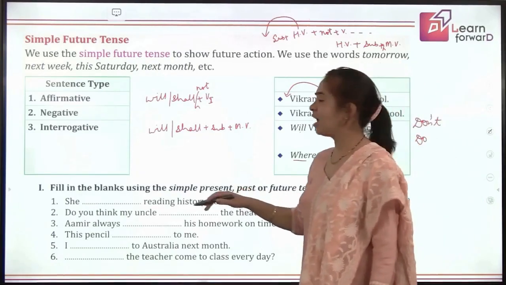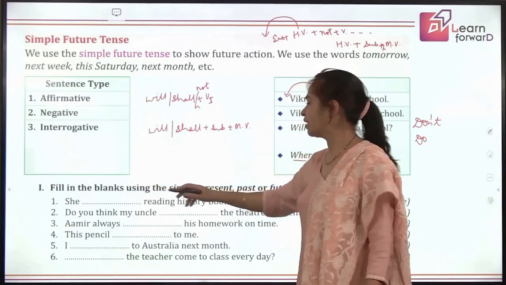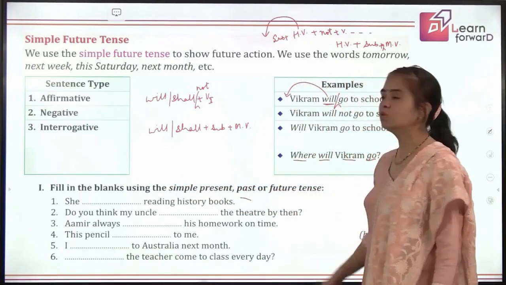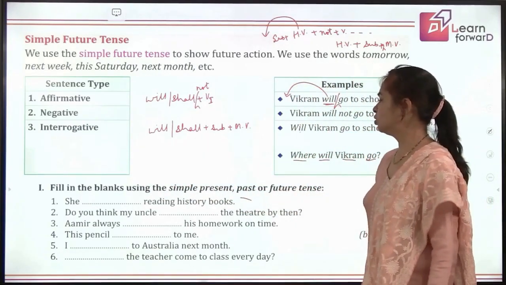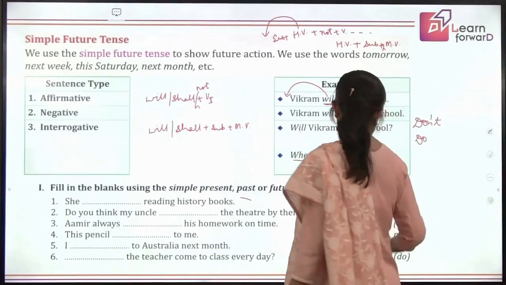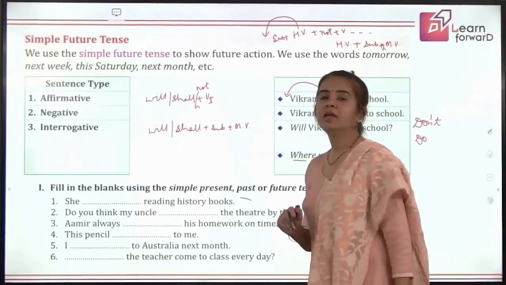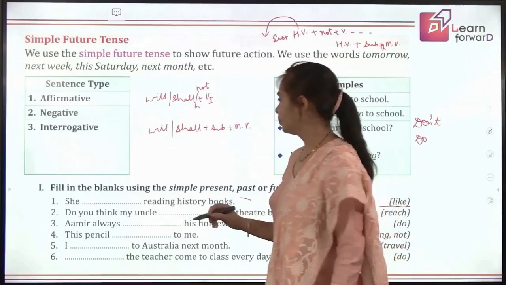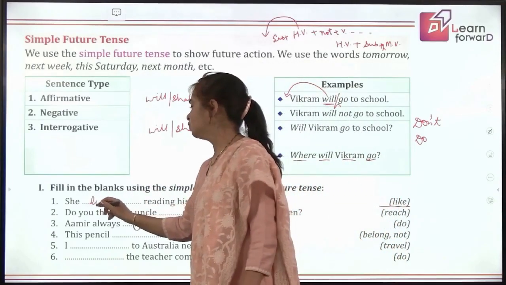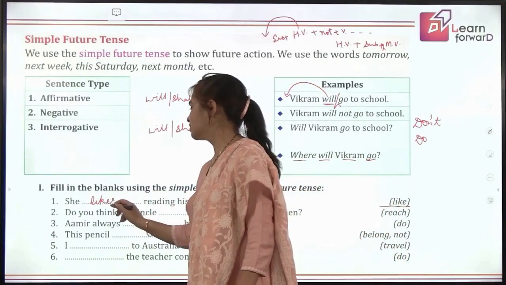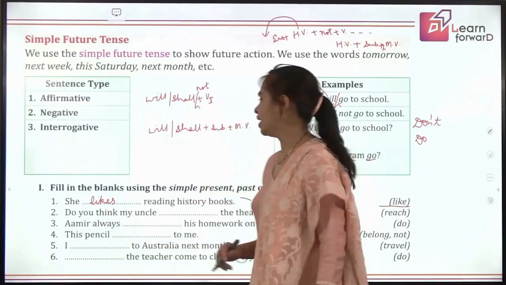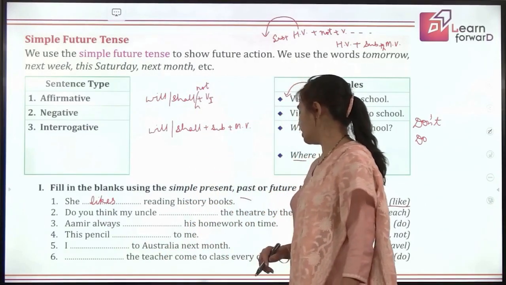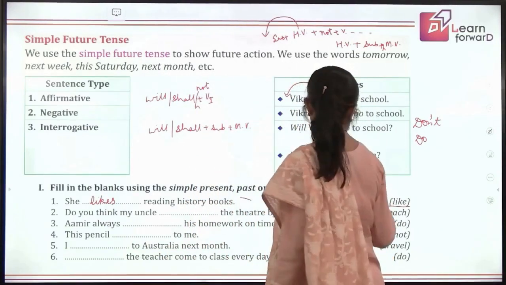So let's have some sentences here. Fill in the blanks using the simple present, past or future tenses. She dash reading history books. So in present tense, she is singular, so with the verb you will put s. Good. She likes.